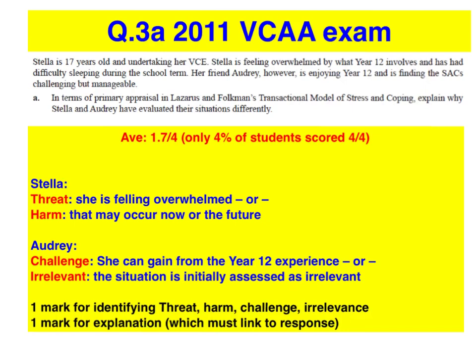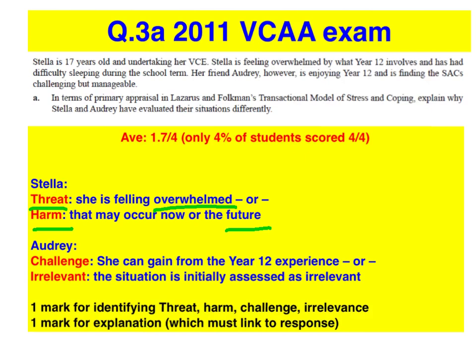So 1 mark for saying, perceiving it as a threat, the link, she's overwhelmed. Or 1 mark for saying harm, and then a 2nd mark for saying this harm will occur in the future or now.